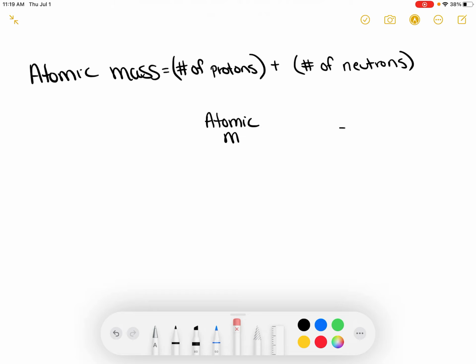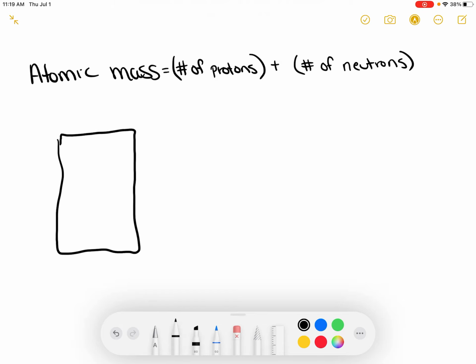Now you can also use this equation to solve for the number of neutrons when you look at certain elements on the periodic table. So let's zoom in. You know how the periodic table is just made up of little rectangles of elements. Let's zoom in on oxygen. Now oxygen, you'll see a little number at the top, and that is called your atomic number. It also represents protons, so we'll be able to use that in the equation.